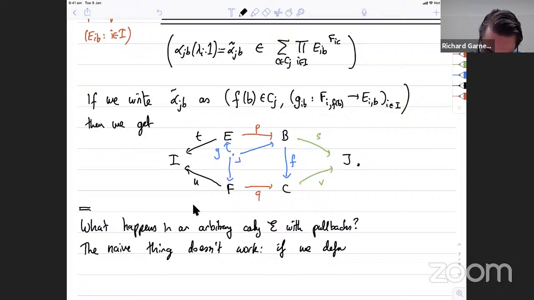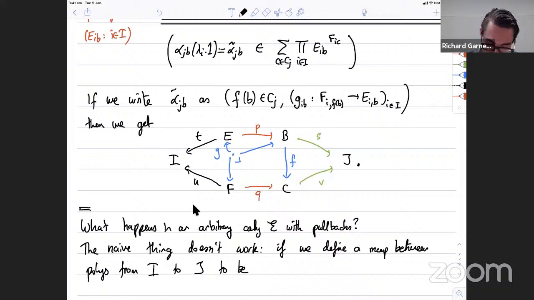If we define a map of polys from I to J to be a natural transformation between their extents, between PF and PG, we get nowhere.